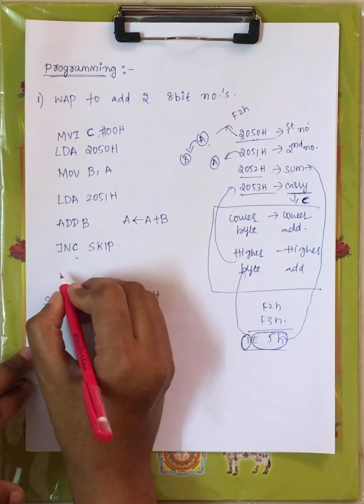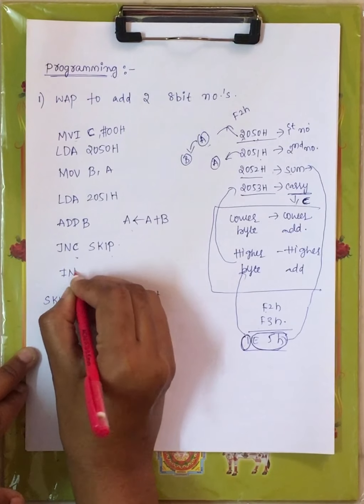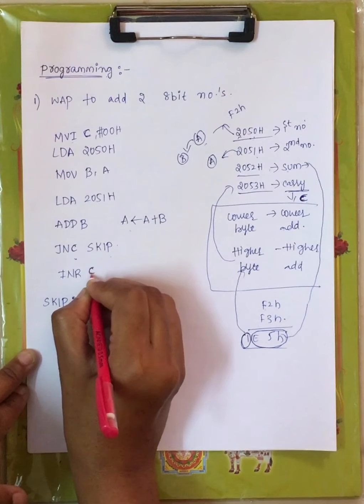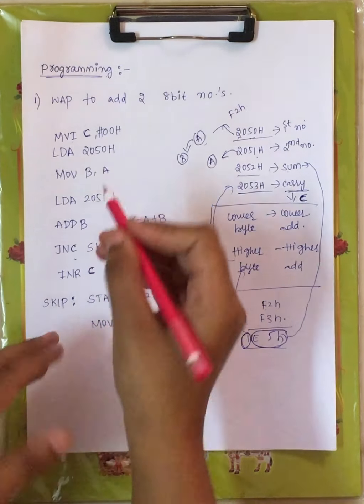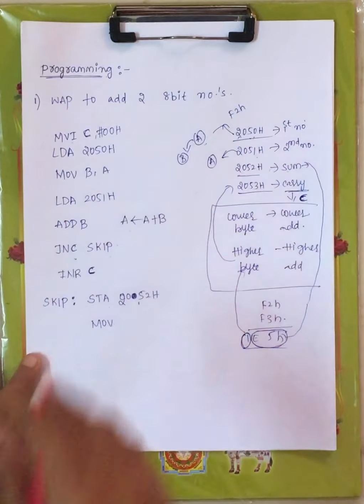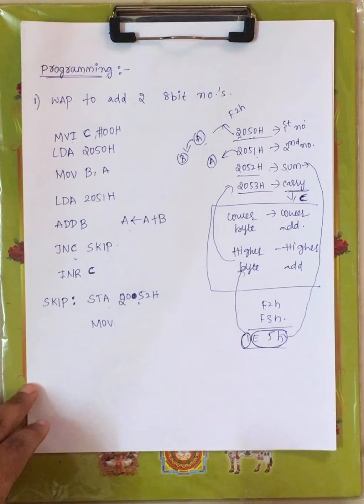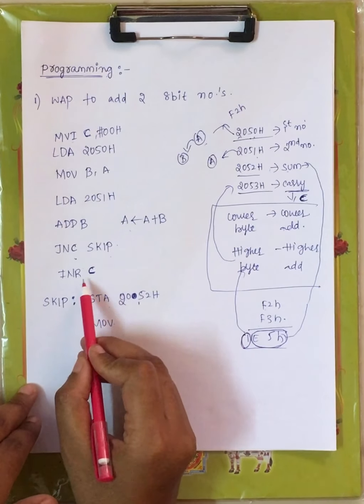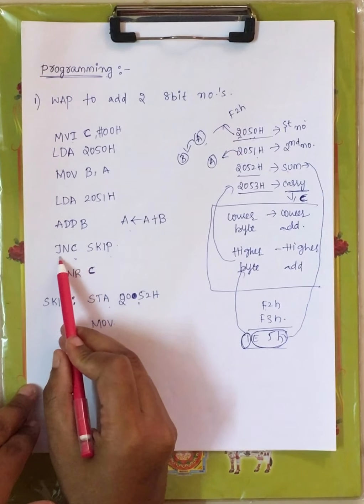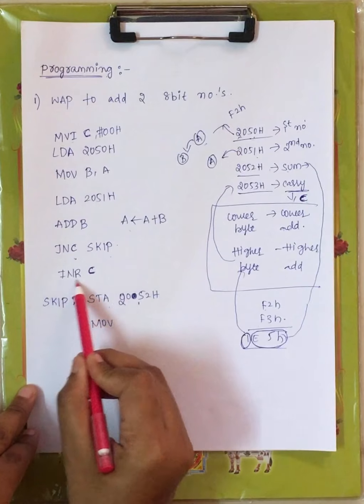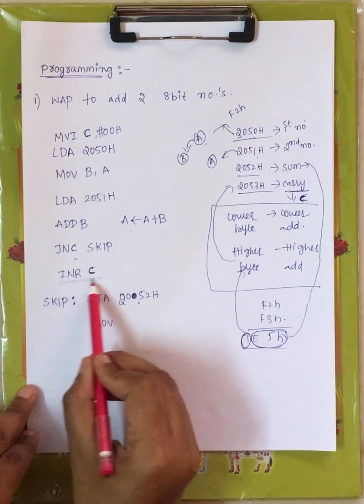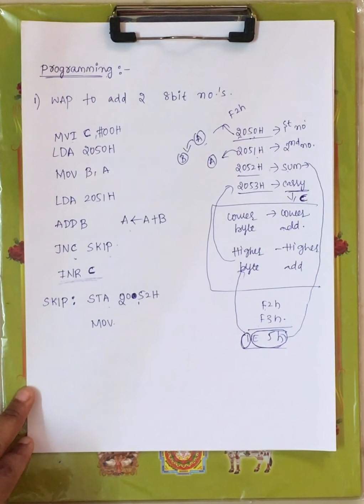If there is a carry, what do I have to do? Increment C, INR C. This is the actual scenario in order to add two numbers. If there is no carry, it will go to this instruction. If there is a carry, the contents of C are incremented by 1.